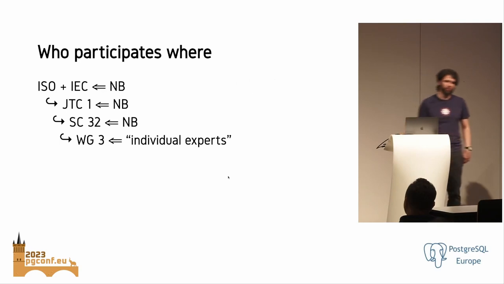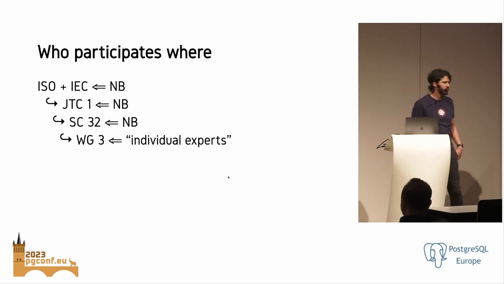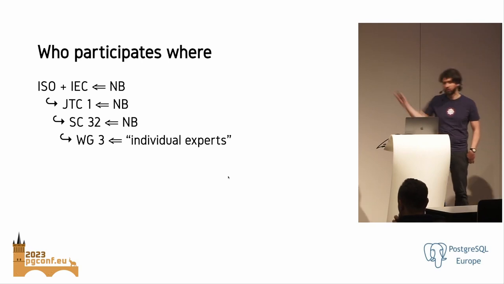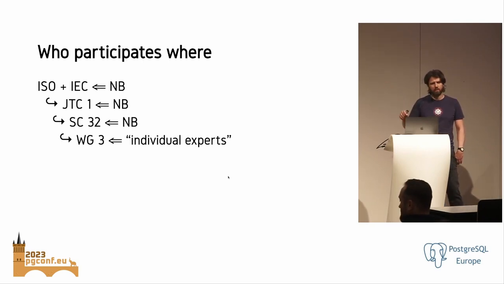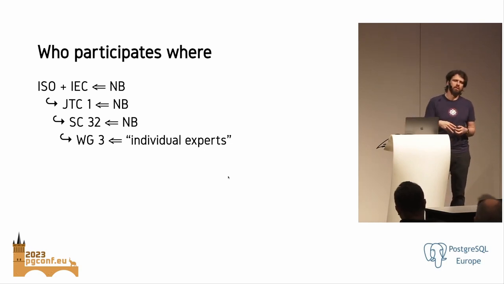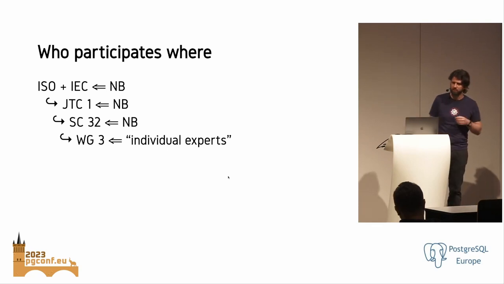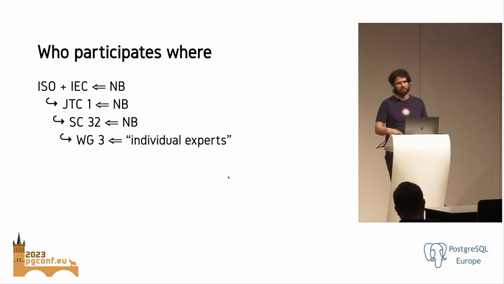Right. This is important, I just alluded to it: on these higher levels of committees, voting and so on happens by national body, basically by country. But again, this is bureaucracy. On the working group level, the participation is what they call individual expert. That means if I'm showing up there, it's just me and my expertise. I'm not representing EDB or Postgres or Germany or anyone. I'm there with my expertise, and I can do whatever I want. Obviously, my expertise is derived from my background and employers and so on. But the people in the room are just themselves, with their knowledge and opinions.